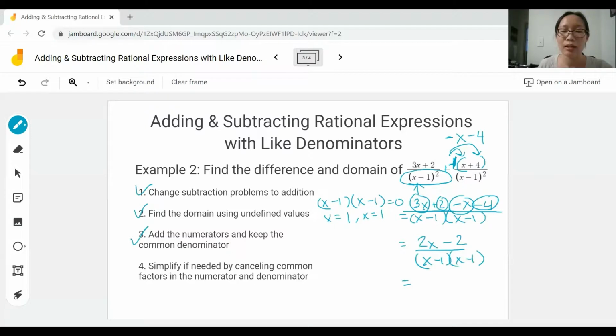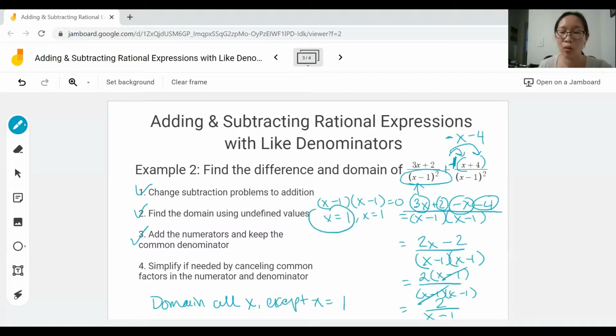I notice that my numerator has the greatest common factor of 2, so if I factor that out, I have x minus 1, I have x minus 1 in the denominator, and I have a common factor of x minus 1, which means that my simplified form is 2 divided by x minus 1, where my domain is all x except x equals 1, or x is not equal to 1.